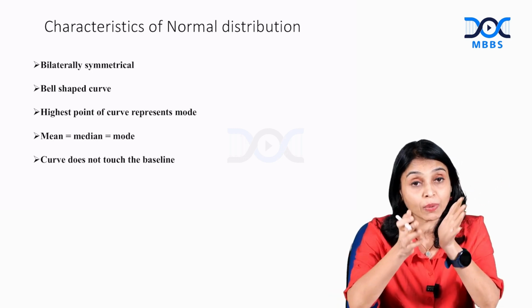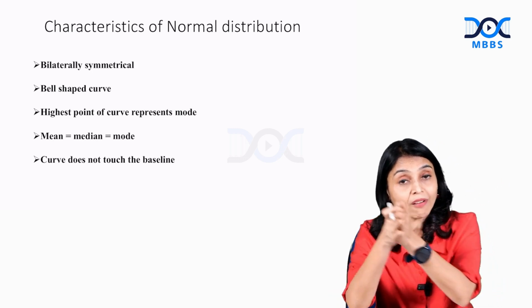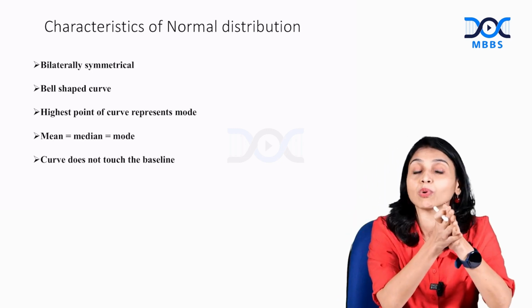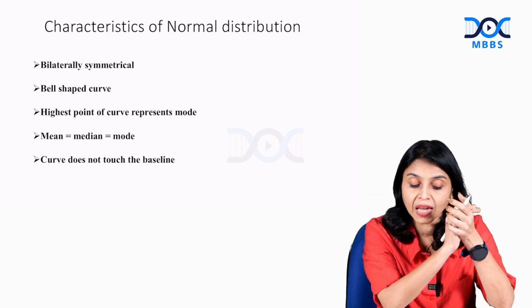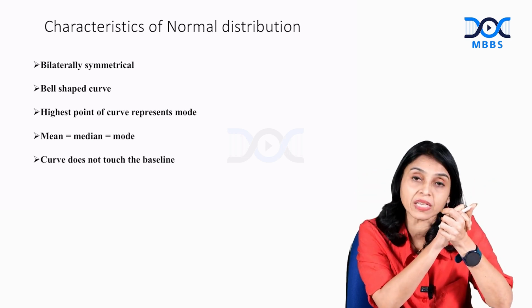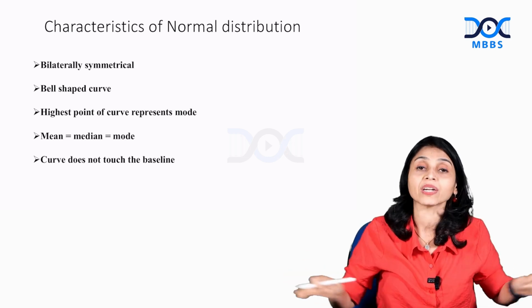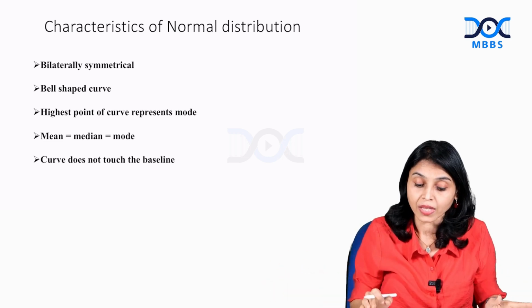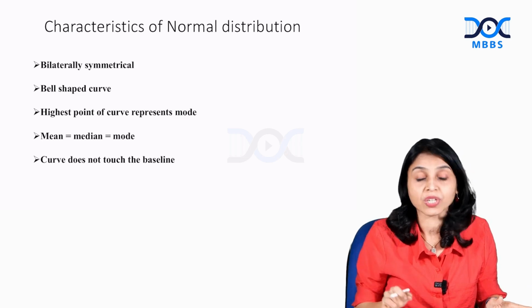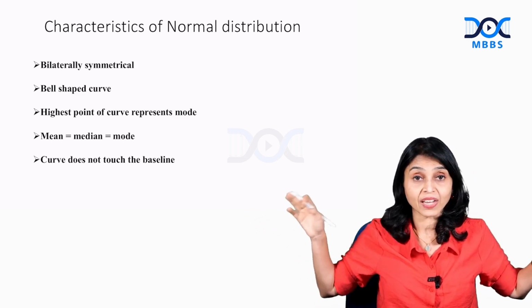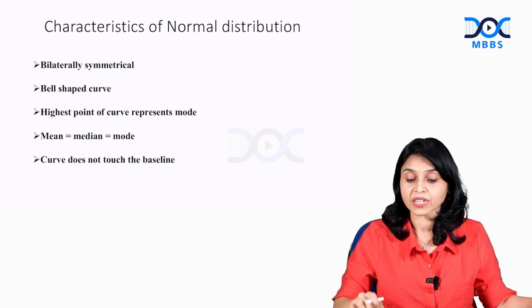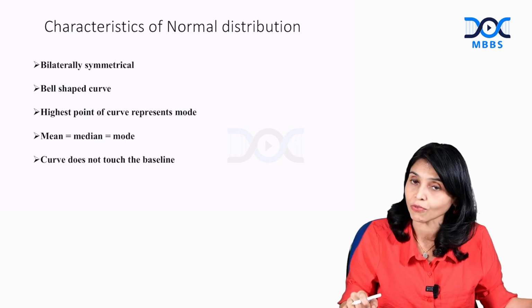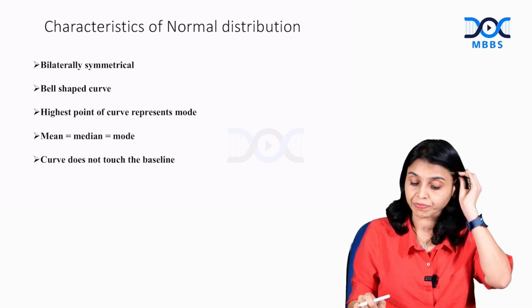Mean, median and mode will be almost the same value. That means you have an equal number of values which are less than the average on one side and an equal number of values which are more than the average on the other side. So they will be almost similar. And the curve will not touch the baseline, right? The assumption is that somewhere in infinity, it touches the baseline. These are the characteristics of a normal curve or normal distribution.